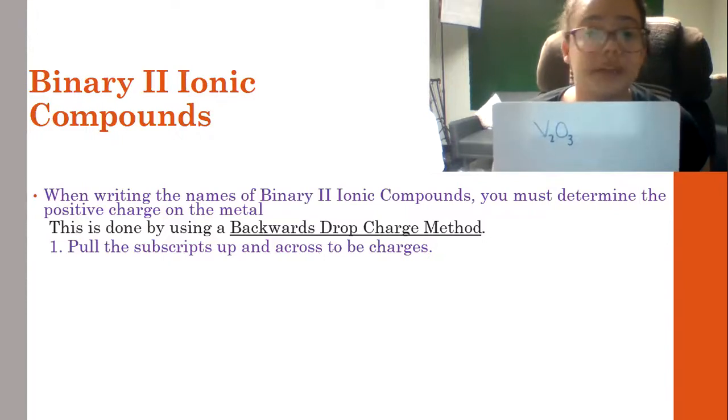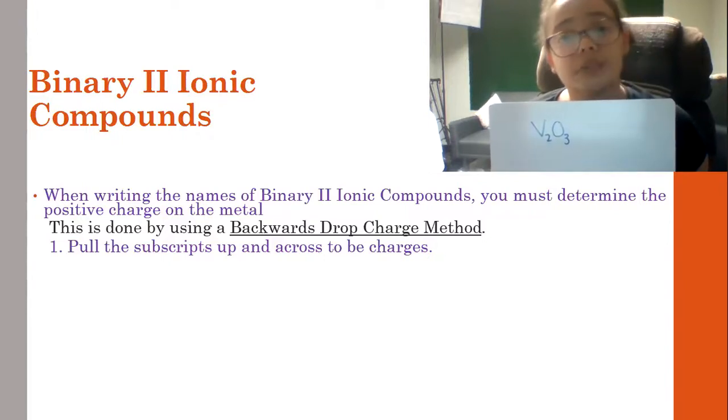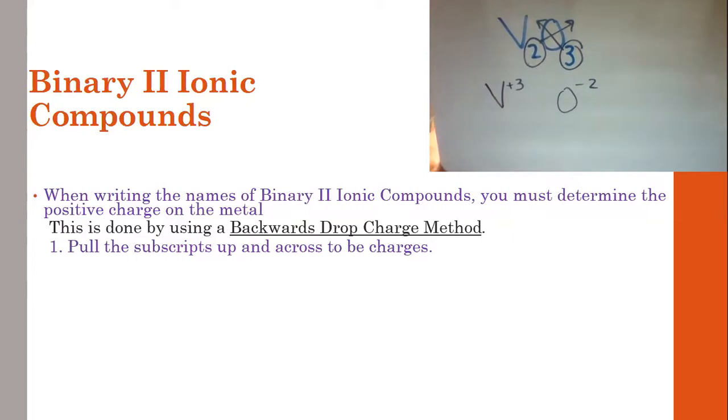So I'm bringing my 3 up to vanadium, bringing my 2 up to oxygen. Now that I've brought my subscripts up and across, I have my oxygen with a -2 charge, and we know it's negative because it's a non-metal. Our non-metals are always going to be negative, and our metals, our vanadium, is a +3 because we know our metals are always positive.